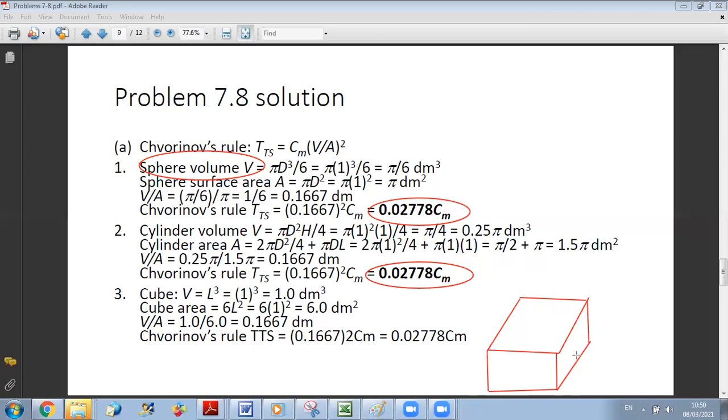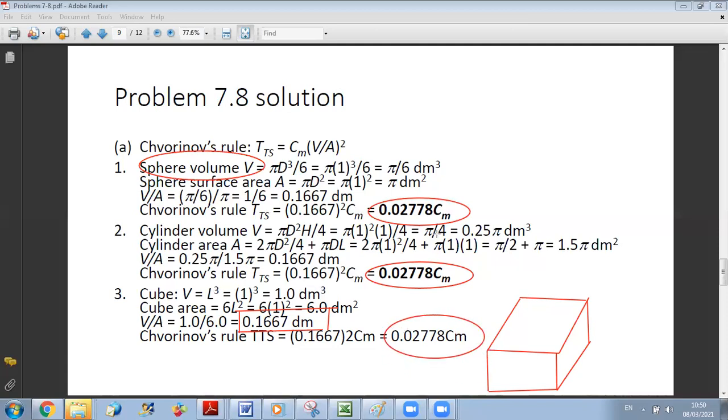Up and down, right and left, okay? So you have in total 6, and it's 6L squared. Now, if you do V over A, you get also the same ratio of the previous ones. So for solidification times, they are comparable. If you just take the criteria of solidification time, they are equivalent.